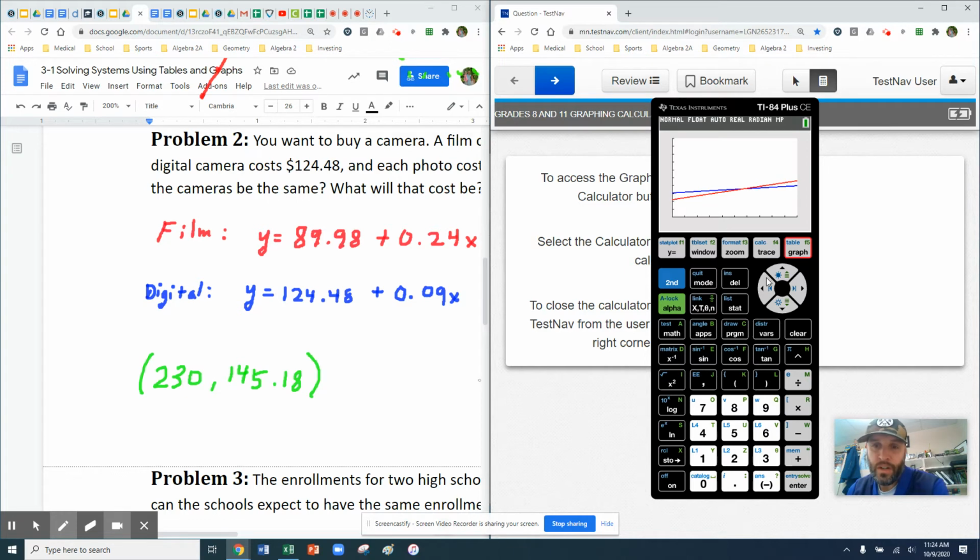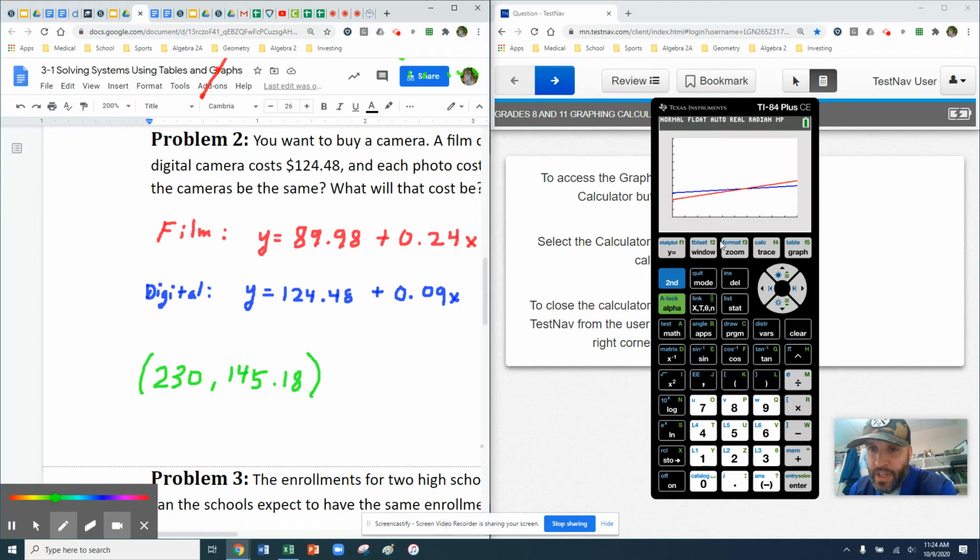So you'll see your window now just goes into the first quadrant. We've got our film camera, and then we've got our digital camera. You can see the film camera slope is a little steeper, so eventually it's going to cost more. Our digital camera costs more to start, but it's going to have a lower slope, which causes it eventually to be cheaper, depending on the number of pictures.